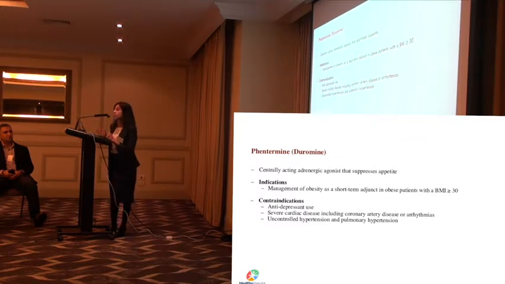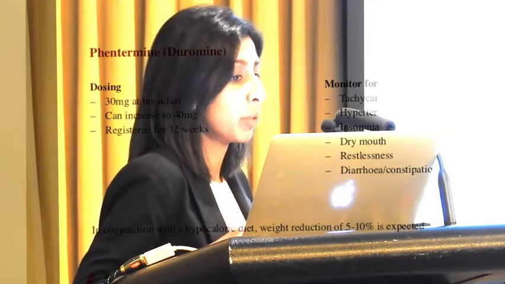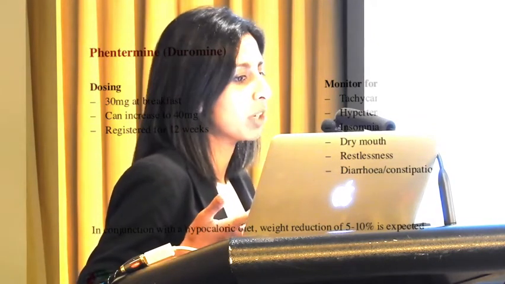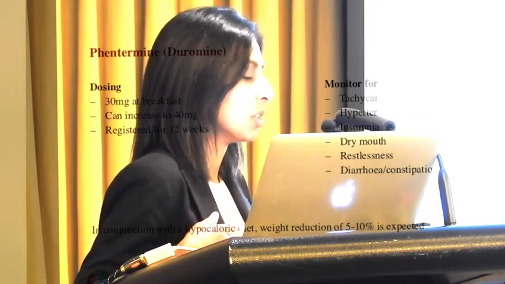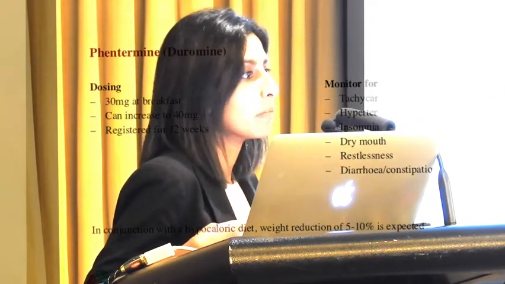And in this case, when the BMI is above 30. It's contraindicated if they're on antidepressants and severe cardiac disease, including coronary artery disease, valvular disease, and arrhythmias. And if they've got hypertension or pulmonary hypertension that's not well controlled. So dosing is usually, we start at a dose of about 30 milligrams with breakfast, and that can be increased to 40 milligrams if they're tolerating the 30 milligram dose. It's registered for 12 weeks of therapy.